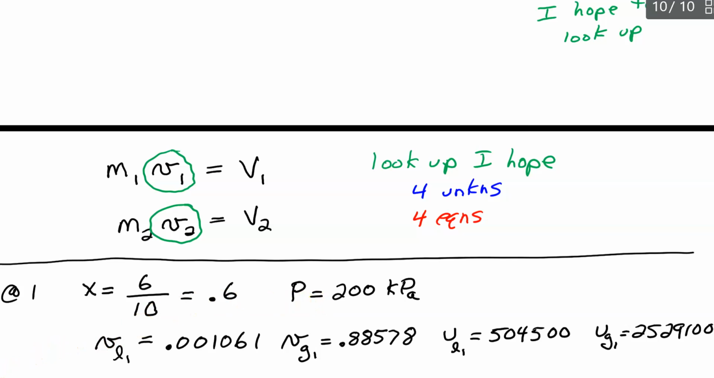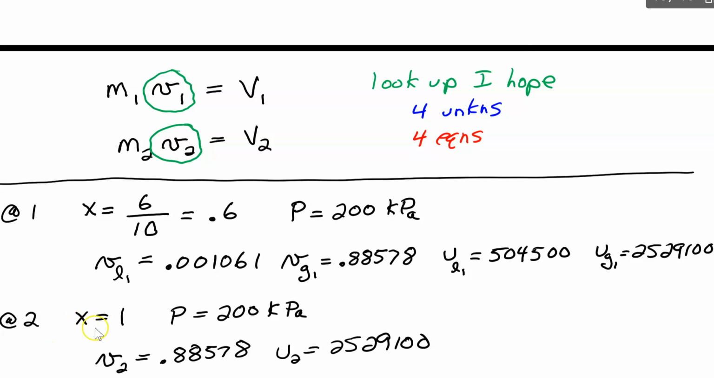The final state. At the final state, the quality is 1. It's all gas. The pressure is the same pressure as it was before. So the volume at point 2 is the same as the gas at point 1, and the U at point 2 is the same as the gas at point 1. So that's the U. Okay, so how are you going to find the inlet value?